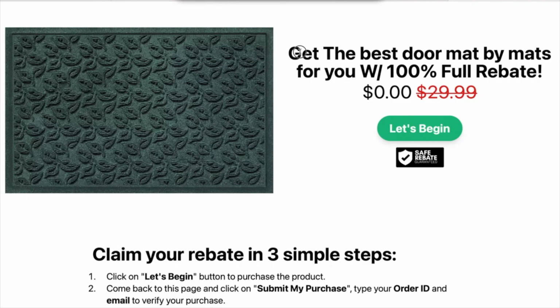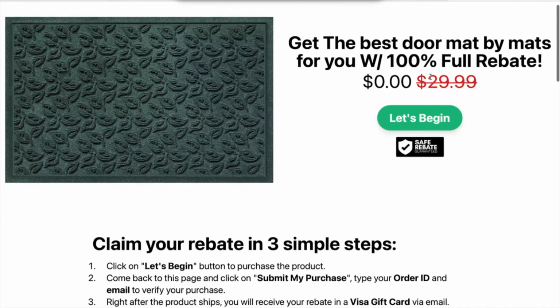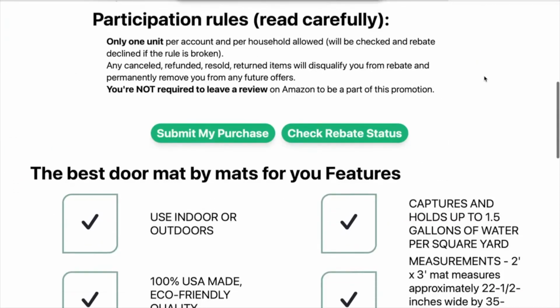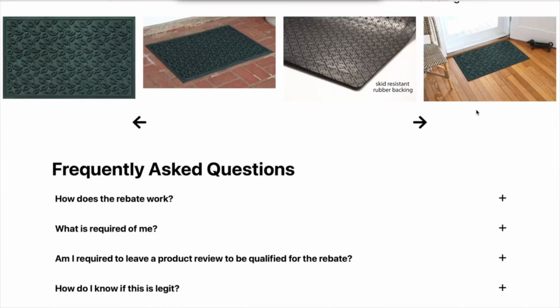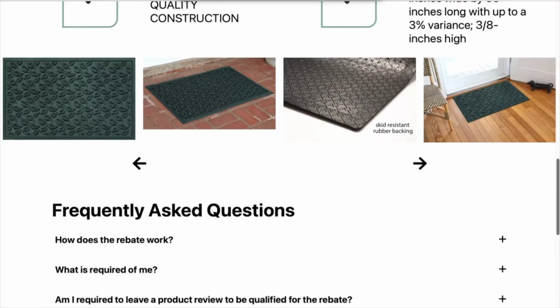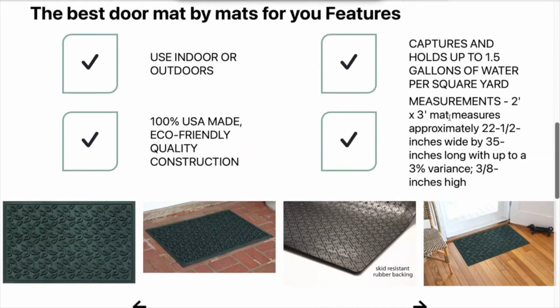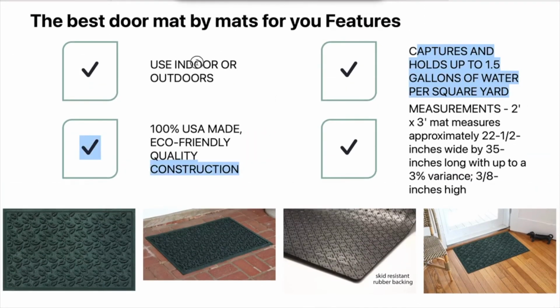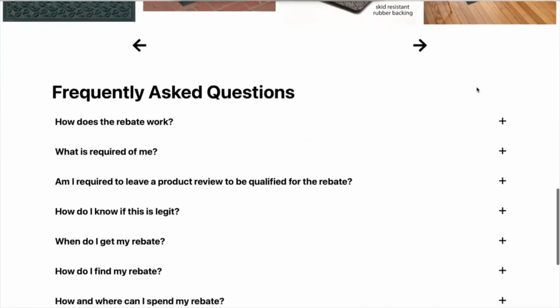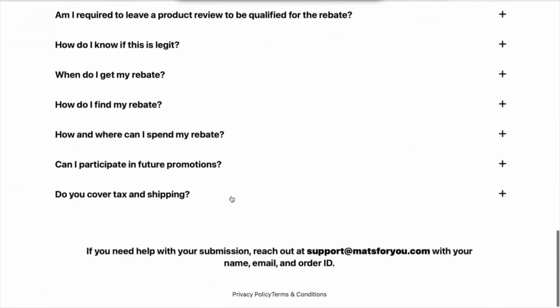So this is the title, Get the Best Doormat by Mats for You. This is the brand supposedly with 100% full rebate. And then it shows it will be 0. And then the price was $29. Now let's get down to the images. Look how they look nice, all the same size. You have all of these features. You want to make sure that it's just a couple of sentences, not very heavy on content. Frequently asked questions here. You don't have to touch any of that stuff.